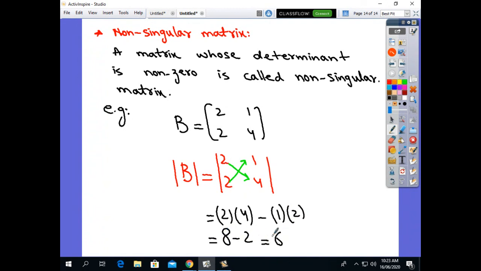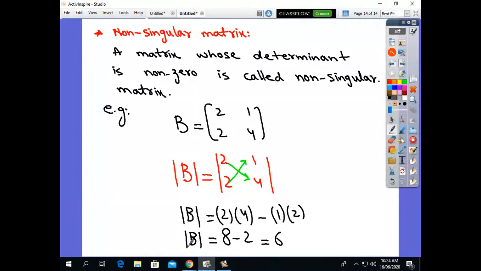6 is a non-zero number. That's why this matrix B is a non-singular matrix.